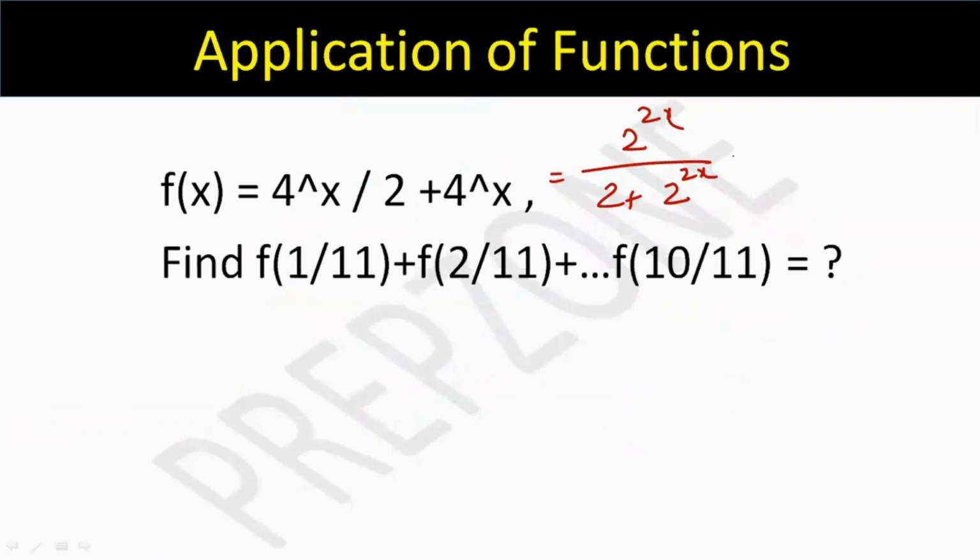From the denominator I took 2 common. Then 2 and 2 will cancel out, so it will come 1 by 2. Then 2 to the power 2x by 2 common, 1 plus 1 to the power 2x. See, it should be this. This is what happens when you take 2 common, not that.